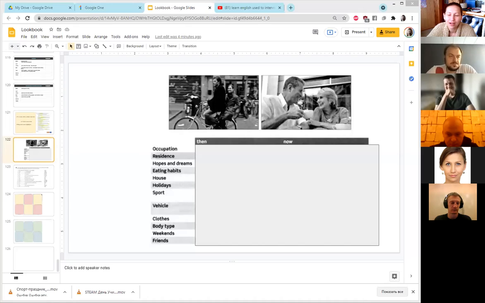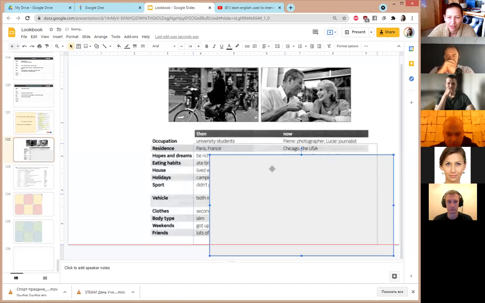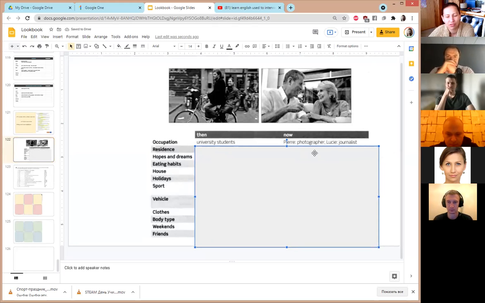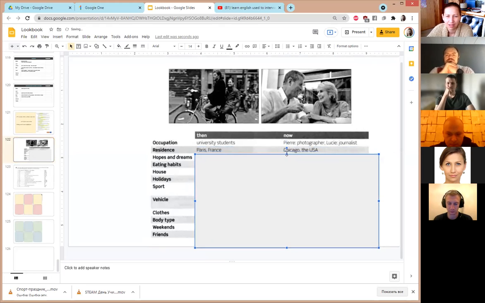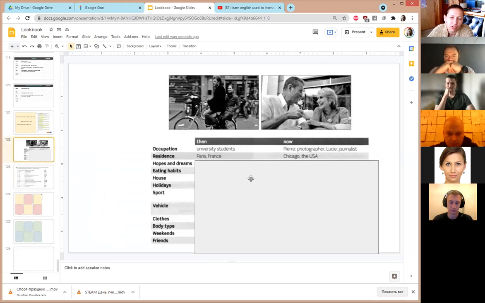All right, so here is the story of these guys. I'm going to show you their situation, what happened in their life, little by little. The occupation: they were students, now they're photographers and journalists. And the residence: it was Paris and France. Let's make it short. Let's give just sentences about these guys, like we did about ourselves, and we'll start with Andrew.